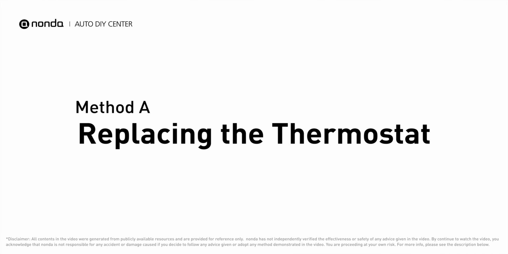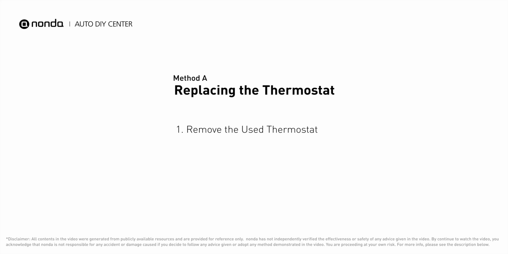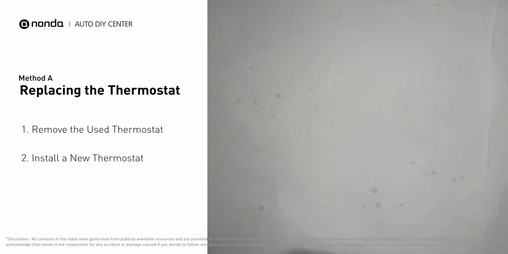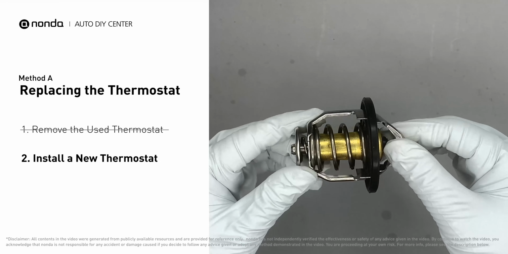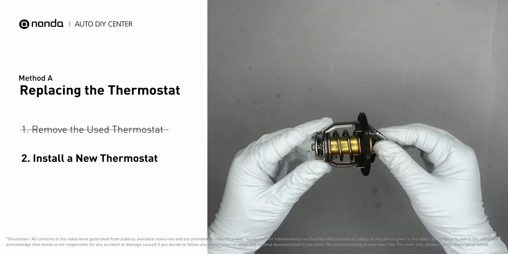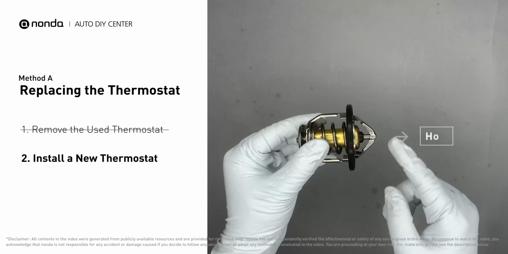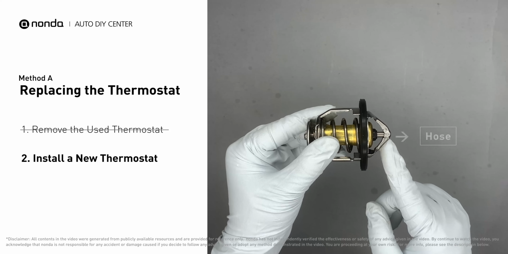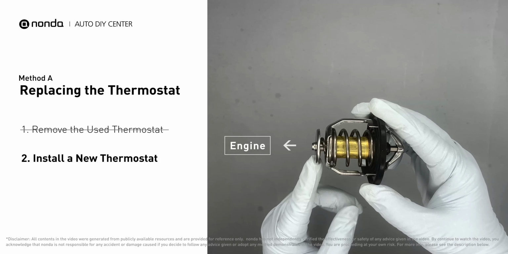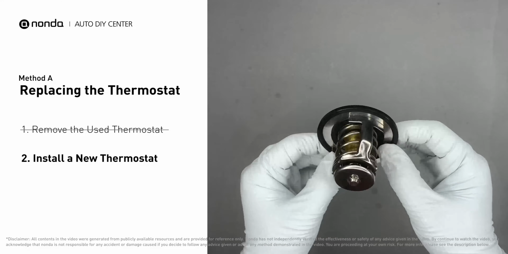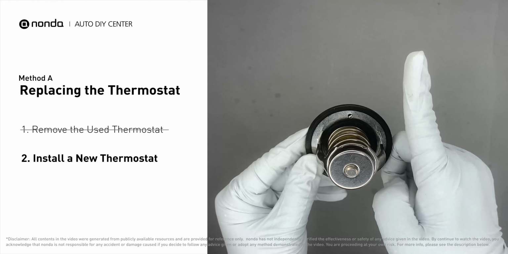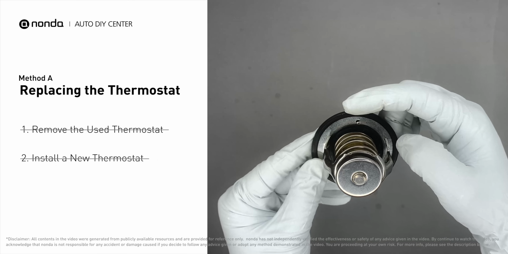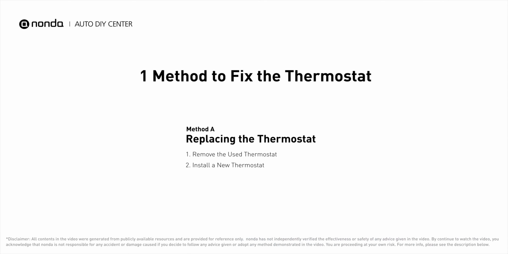Method A, replacing the thermostat. First, carefully remove the thermostat from the engine, and then install a new thermostat. To install it correctly, you need to make sure the short end goes toward the hose, and the deep end goes towards the engine. When you install it back to the engine, make sure the jiggle valve is pointed straight up to the top of the engine, so the air can get through the system. So here is one method to fix the thermostat.